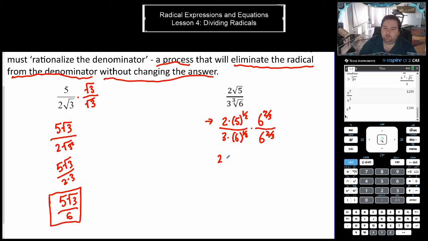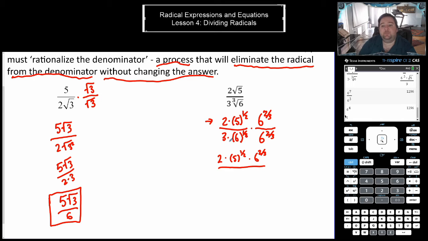2 times 5 to the 1/2, which, remember, is just the square root of 5. Let's not forget what this means. This means the square root of 5. It's not crazy, right? And then times 6 to the 2/3. And remember what this is: it's the cube root of 6 squared, meaning the cube root of 36, okay? So it might look freaky and scary, but it's not, okay? They're just a different way of writing radicals with exponents.